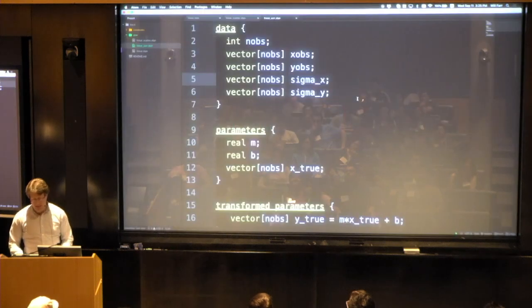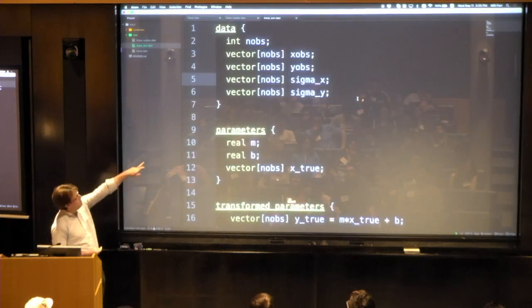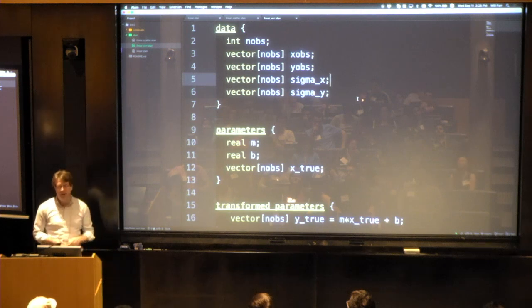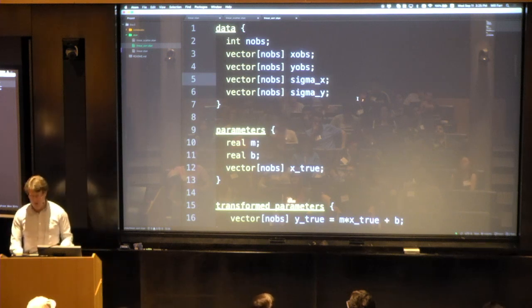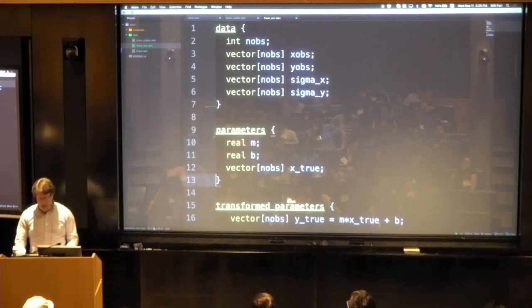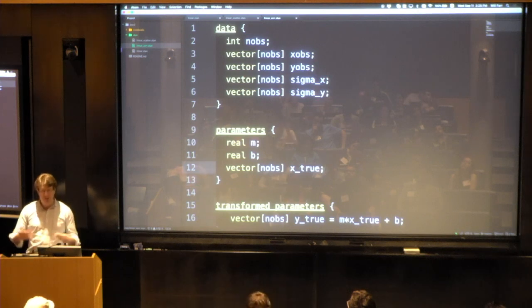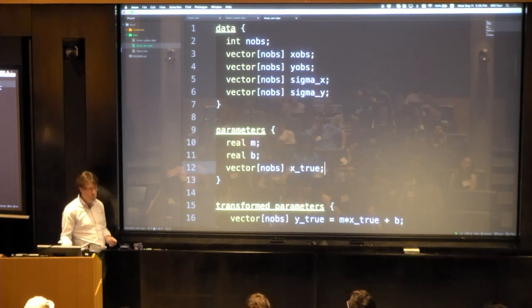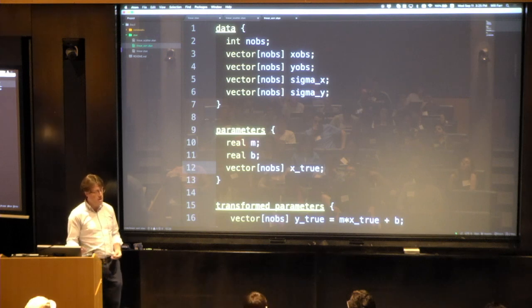Okay, so the data model looks like, well, now we put in a sigma x. You can see it right there. Otherwise, everything's basically the same. We still have m and b, but now we also have parameters x true, which are unknown, okay, because we don't know what they are.